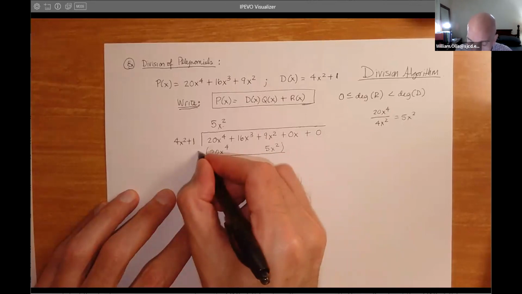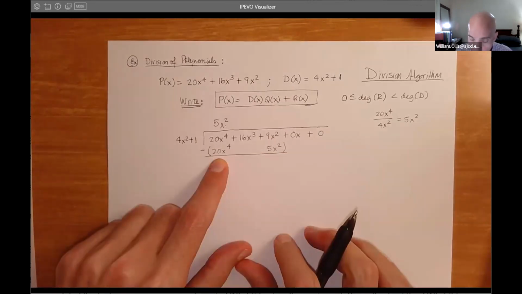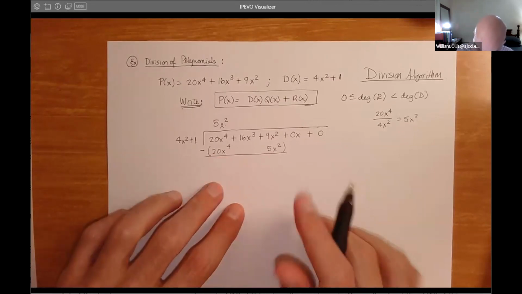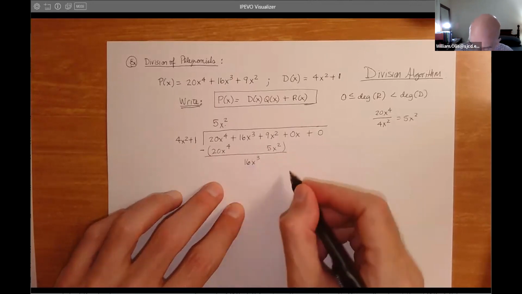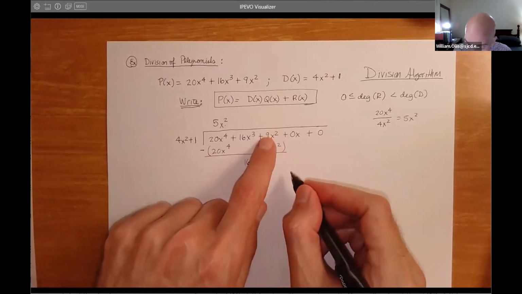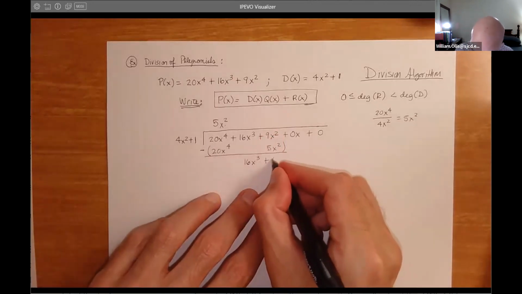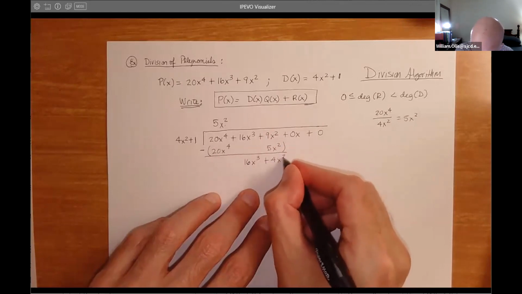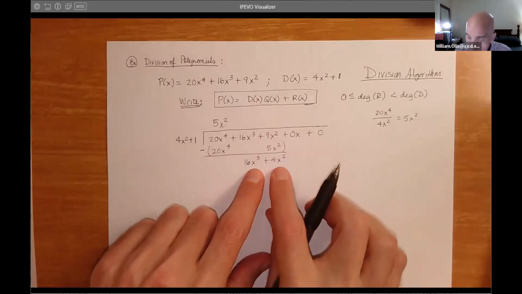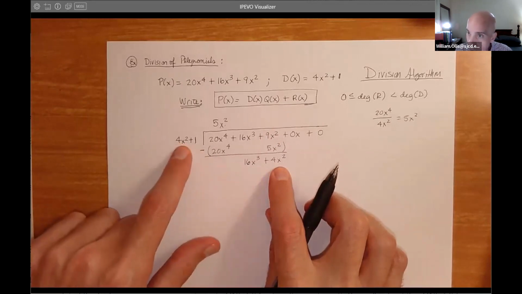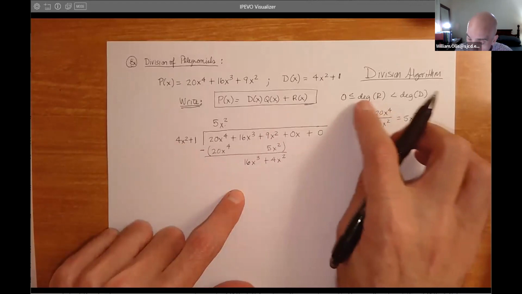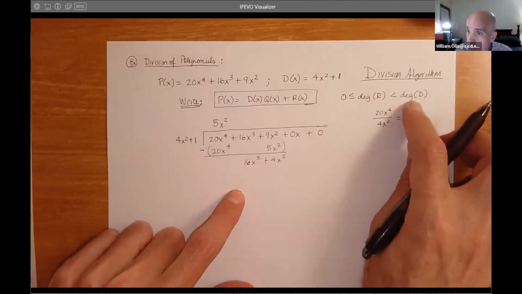So now, of course, here, the 20x to the fourth terms absorb, and we're left with the 16x to the third power. And then, of course, here we have the 5 from the 9, which is a 4, so 4x squared. Now, of course, we check the degree here. This degree is 3, and it's larger than the divisor degree. So this restriction here says we keep going.